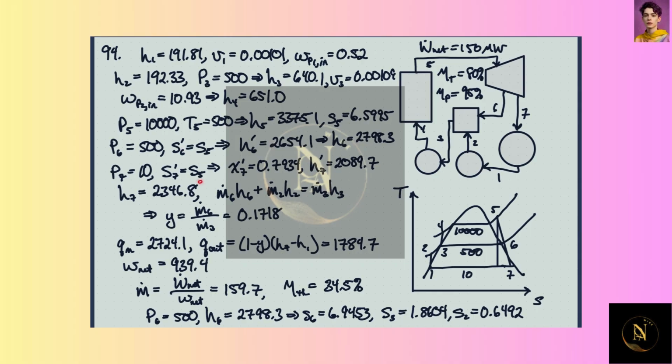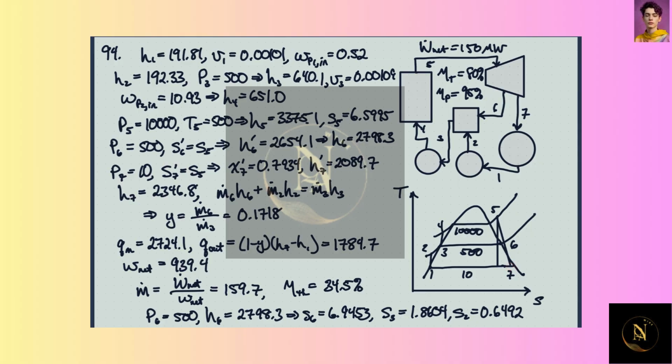And then we can basically do the same thing at 7. So we know the enthalpy in the isentropic case, the enthalpy at 7 prime is the same as that at 5. We know the pressure, so we're in the two-phase region, so we can get the isentropic quality factor and the isentropic enthalpy there. And then again, using the efficiency of the pump, we can get the actual enthalpy at 7.